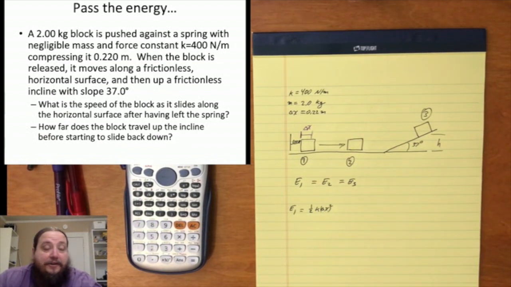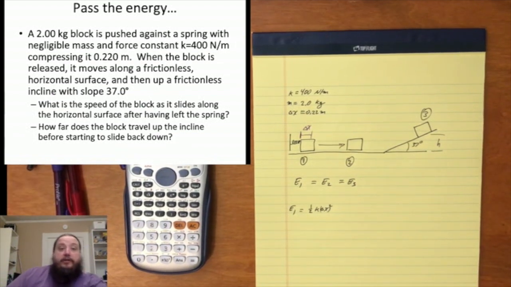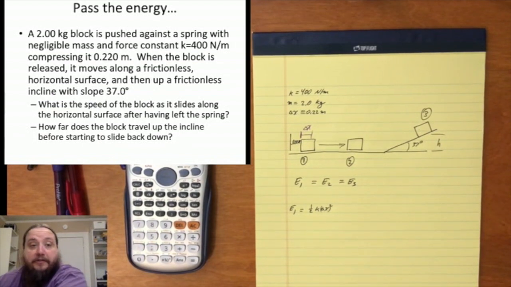Is there any kinetic energy? Nope, nothing is moving. Is there any gravitational potential energy? Nope, because the box is on the ground. All right, so the total mechanical energy of our system at moment 1 is stored as just the elastic potential energy.